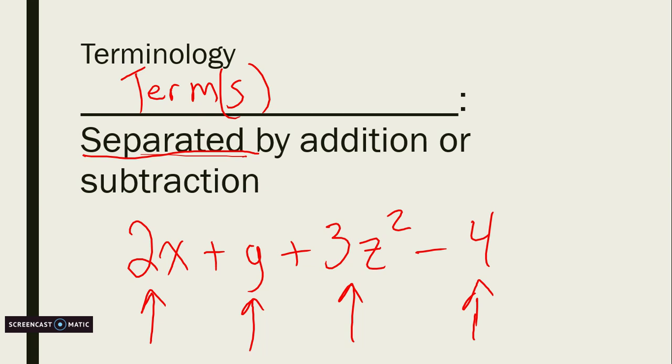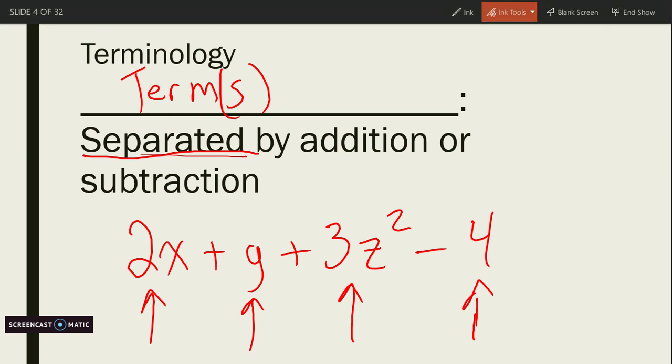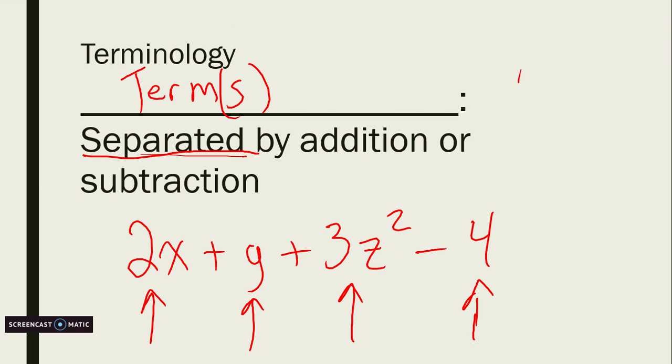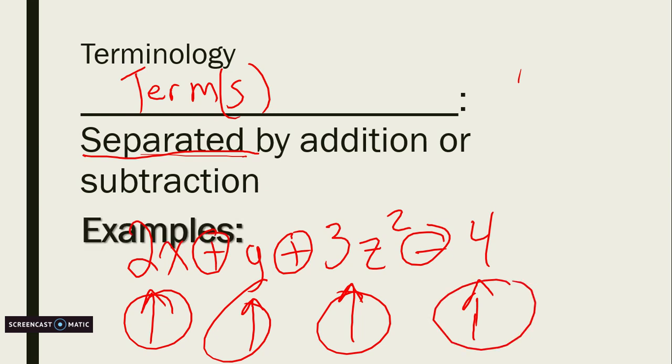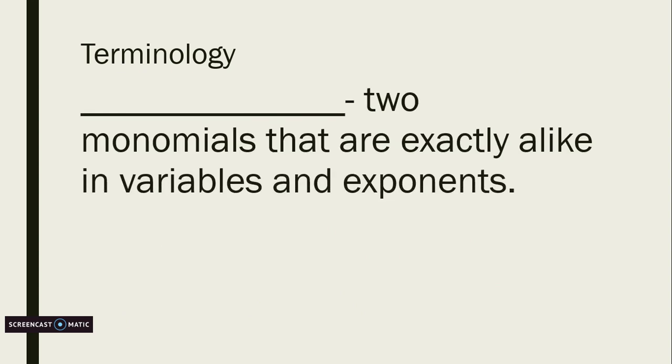Another little shortcut is that you're going to count the number of addition or subtraction signs, and there's going to be one more term than there are addition or subtraction signs. So since there's 3 addition or subtraction signs, you're going to have 4 terms. 1, 2, 3, 4. All right. There's my examples there.